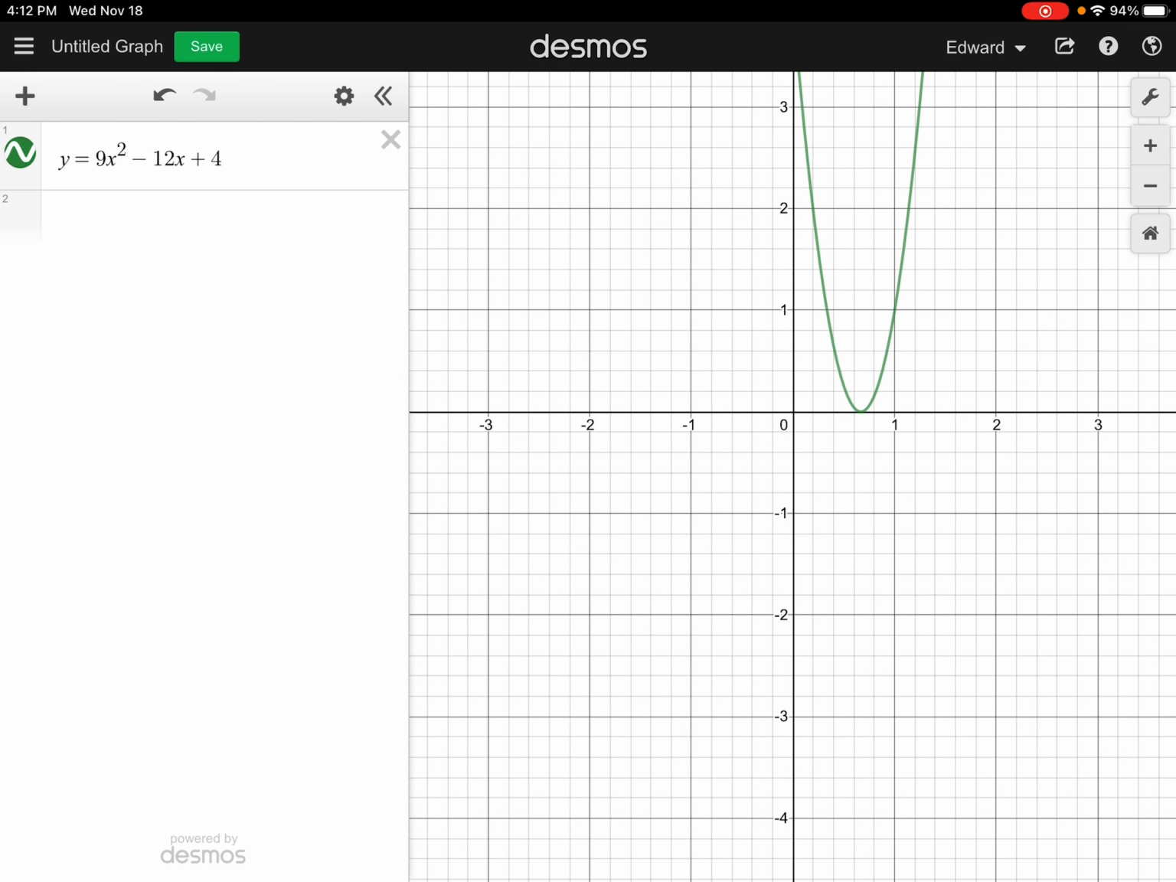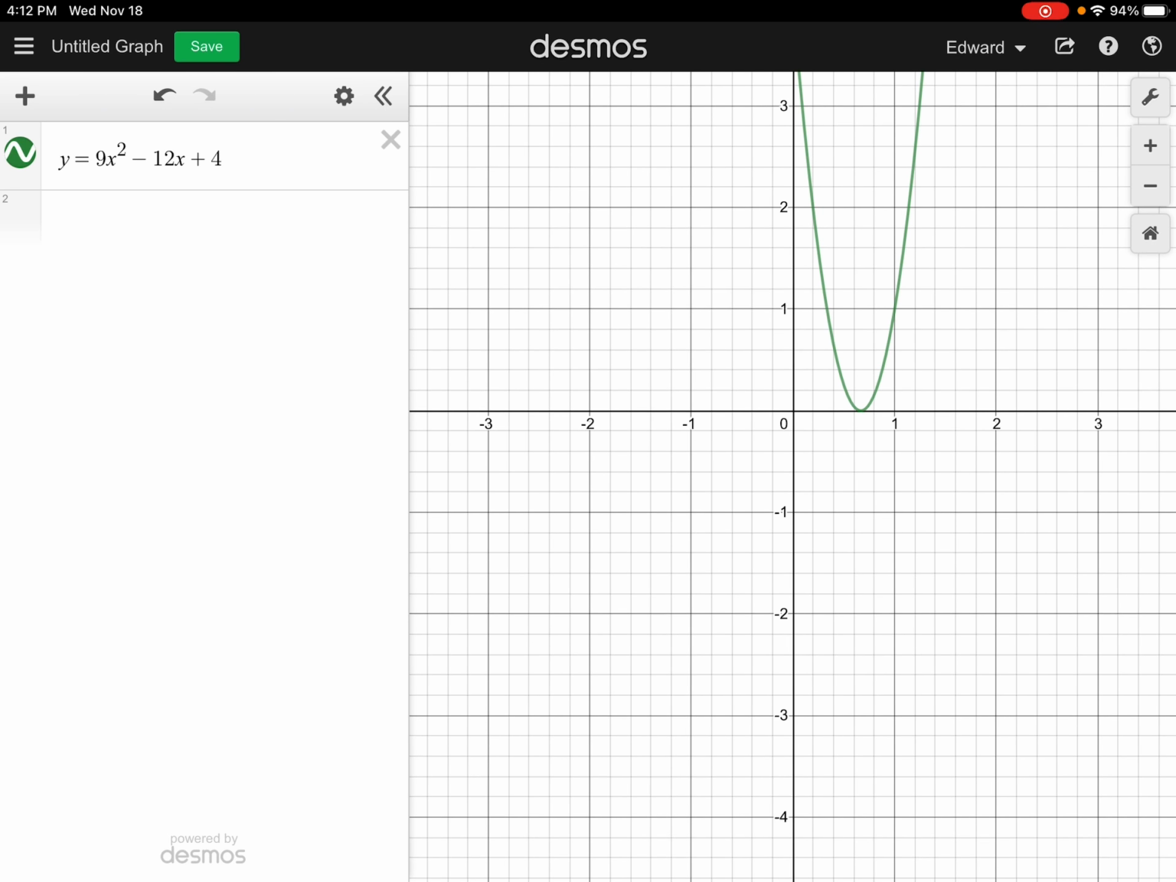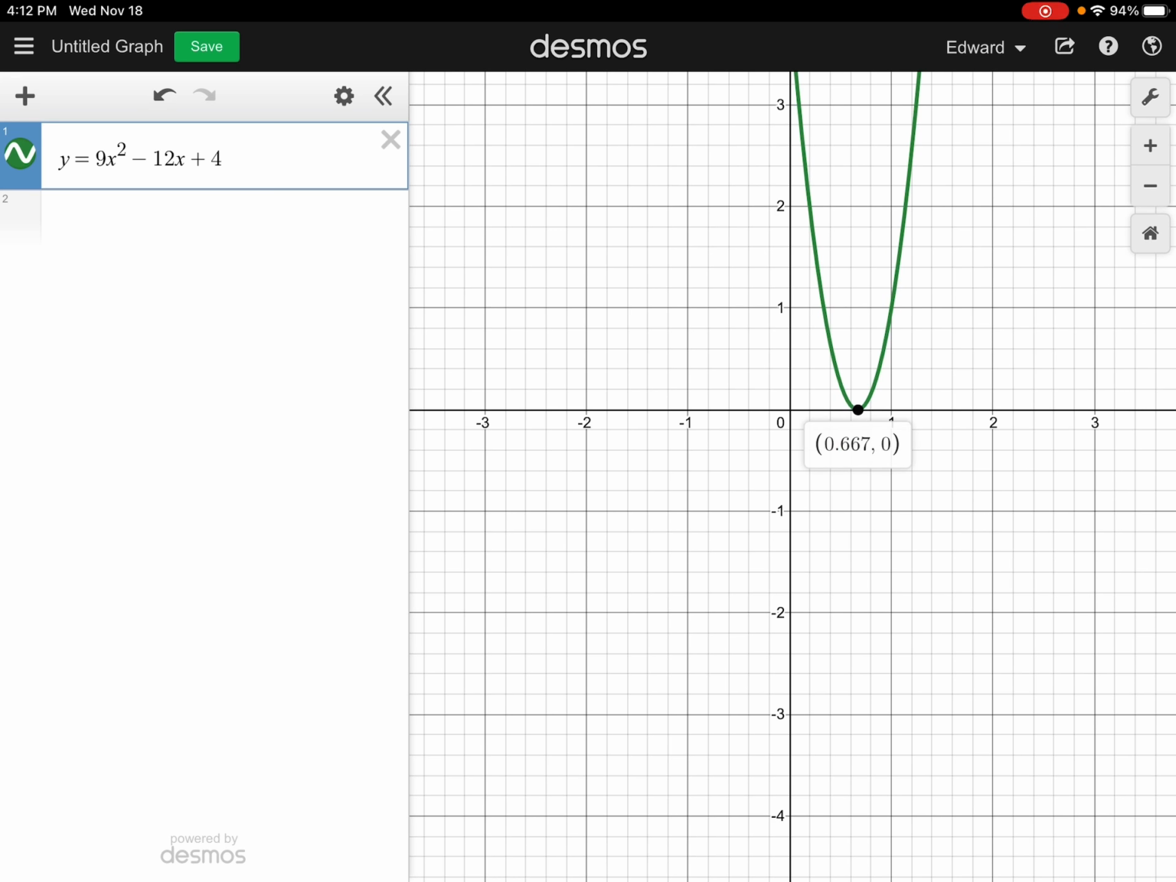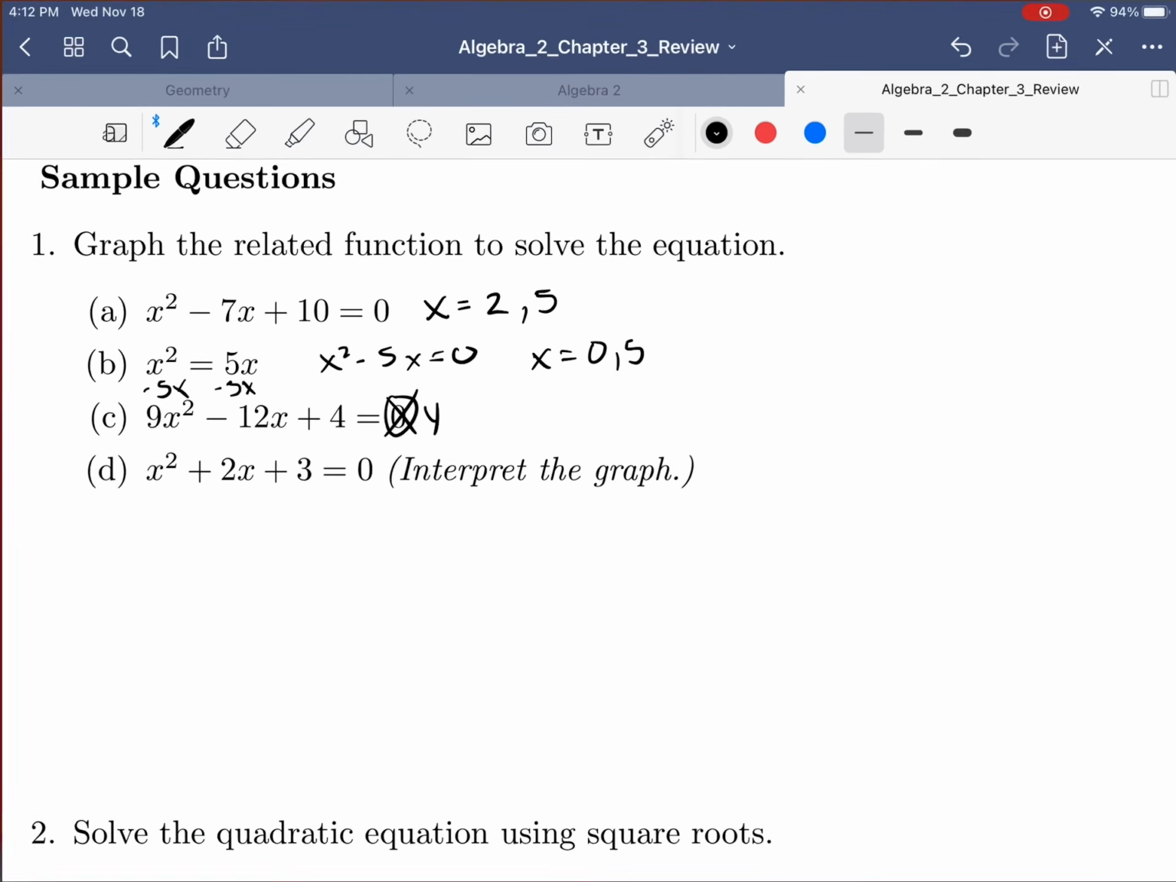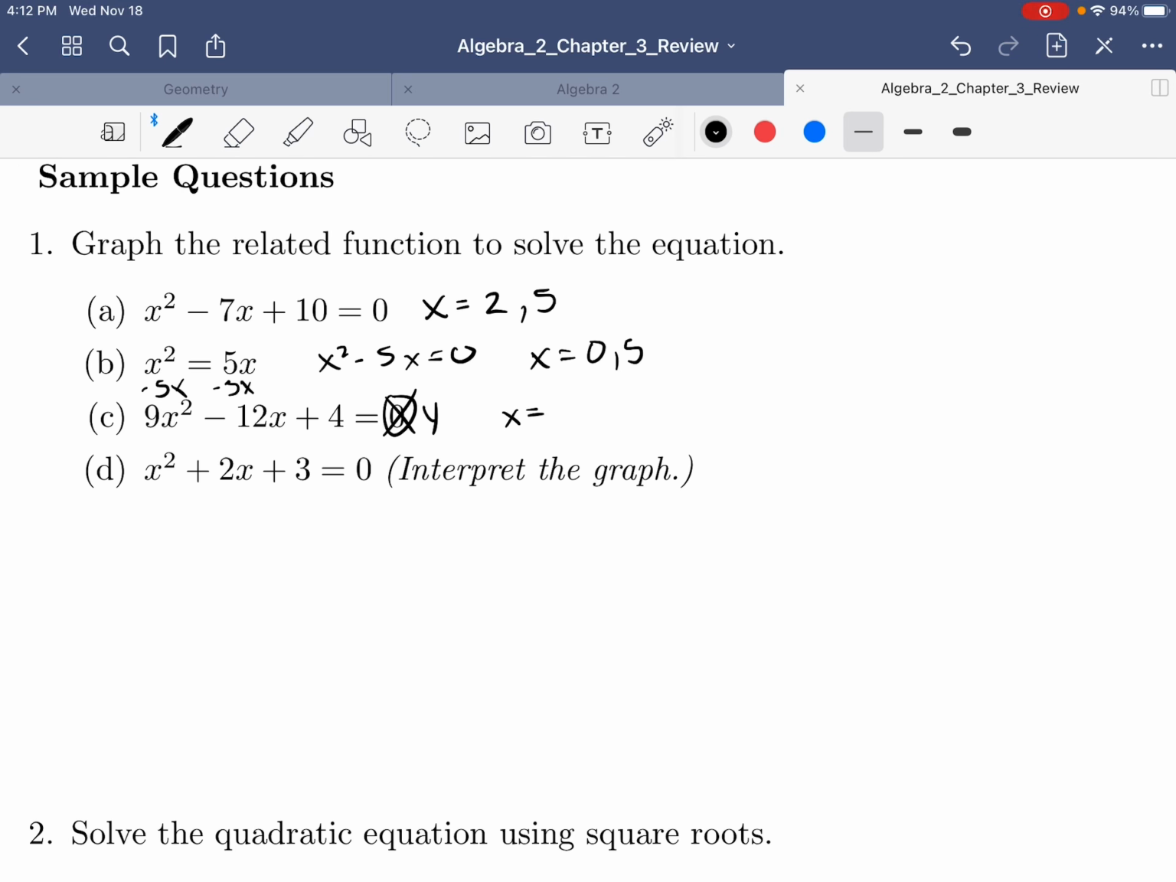All right, we got to zoom this in right here. And we'll take a look at this point right there. And our answer is 0.667. So I'm going to go over here, go back, and I'm going to just say x equals 0.667. Now, if you recall, I said that you can write it as a fraction, x equals 2/3. So 0.667 is the same as 2/3.